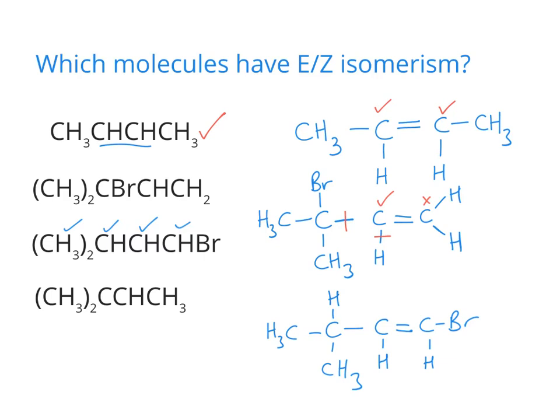And then I can look at the two carbons in the double bond. So the one on the left has a hydrogen and a carbon with methyl groups attached. Those two are different. The one on the right has a hydrogen and a Br. So those two are different as well, which means that both my carbons have different groups. So that does have EZ isomerism.